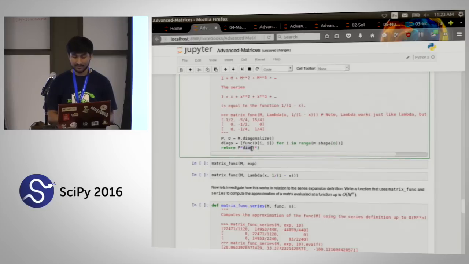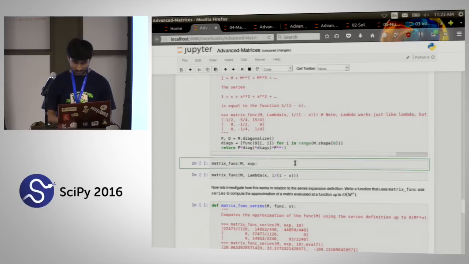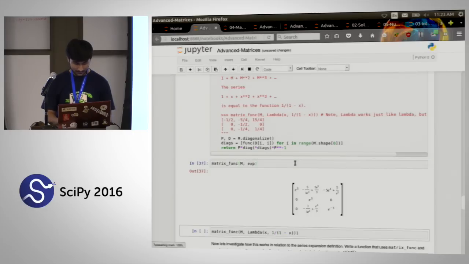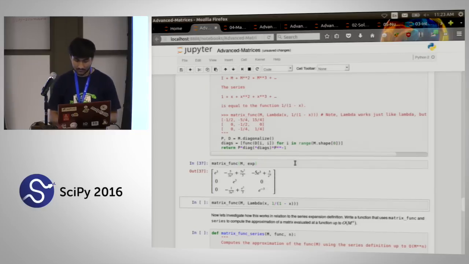Remember this diag function which we used in the previous notebook. So I'm unpacking the diags list. Then P inverse. And this should work. Yeah.